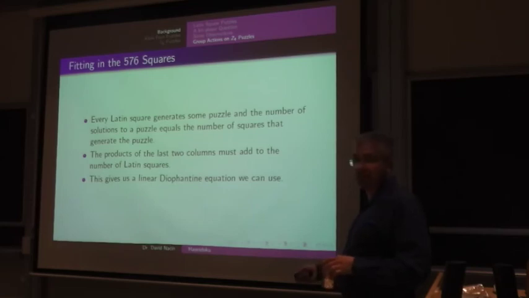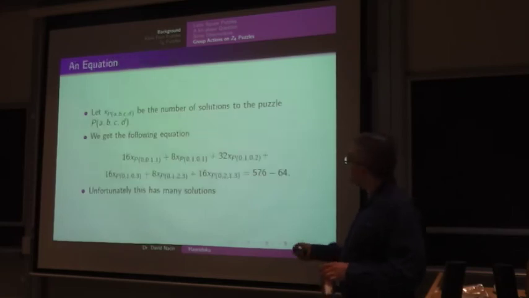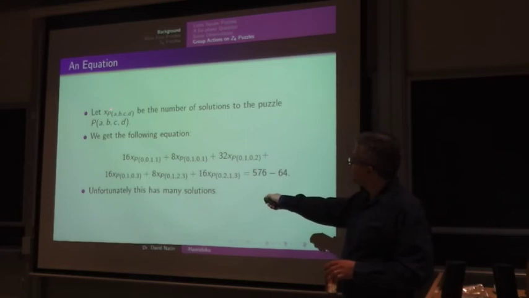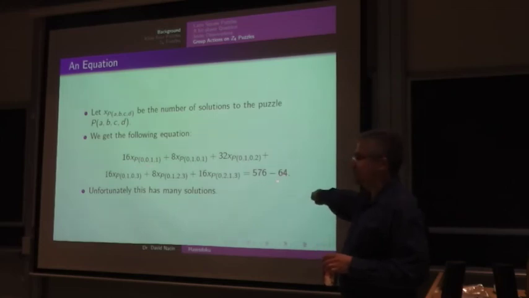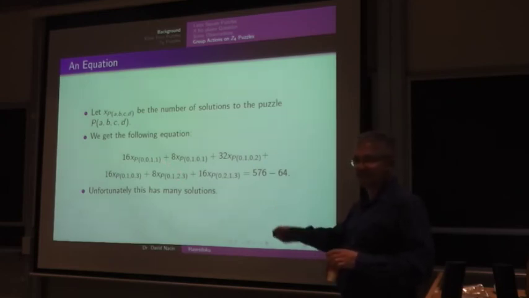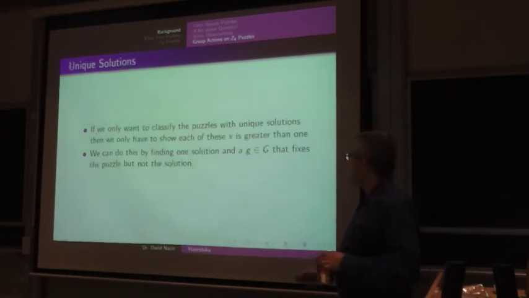So we basically have those 6 unknowns. What I could do is define x of p, a, b, c, d to be the number of solutions to that puzzle. And it gives me the following equation, minus the 64 for the ones we already know with our solutions. And if this had one solution, we'd be done, but obviously this has many solutions. But if I only want to classify the puzzles with unique solutions, all I have to show is that each of those variables is greater than 1.